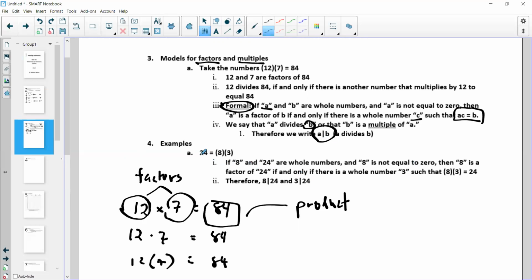Another example here with 24 equals 8 times 3. So we know that 8 and 3 are both factors of 24. And then notice the notation here. Will 8 divide 24? Yes. Will 3 divide 24? Yes.